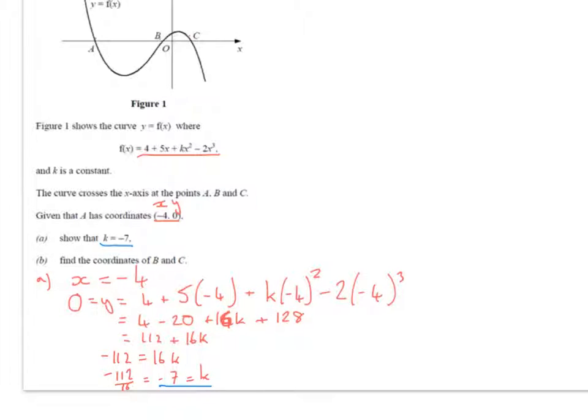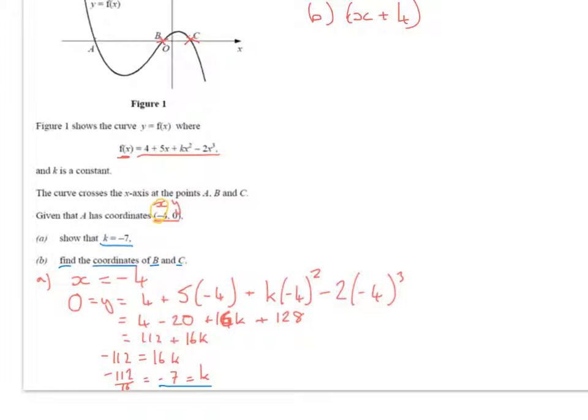Now we're going to look at part B. Find the coordinates of B and C. Well, looking at the graph, B and C are where the graph crosses the x-axis. That means f(x), or our y value, is 0. We've been given a hint. When x is minus 4, y is 0, so as a hint, x plus 4 is therefore a factor.